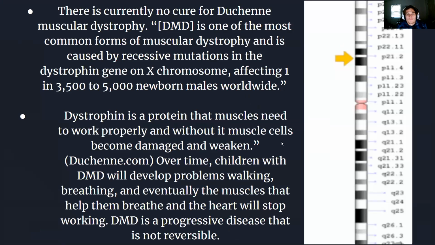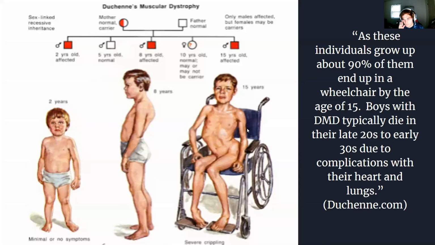Okay, so Duchenne muscular dystrophy is one of the most common forms of muscular dystrophy and is caused by a recessive mutation in the dystrophin gene located on the X21 chromosome. Dystrophin is important in the study and growth of muscles, and without it, muscles progressively get weaker and weaker, causing the males to typically die in their late 20s to early 30s.